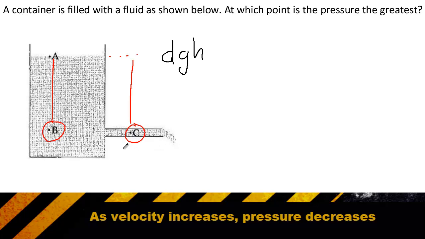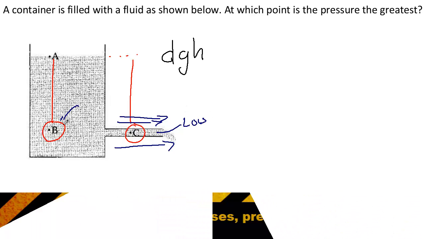The difference in this case is that since water is being allowed to leave the tank, and that water is moving the fastest at point C, then Bernoulli's principle kicks in, which states as velocity increases, pressure decreases, which means the movement of the fluid is creating a low pressure zone, meaning that B is going to have slightly more pressure.